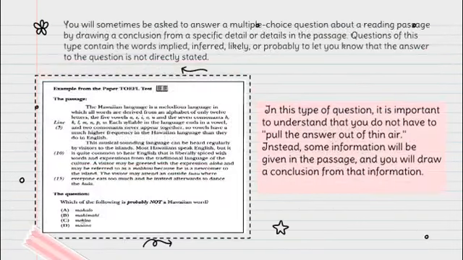You will sometimes be asked to answer a multiple-choice question about a reading passage by drawing a conclusion from a specific detail or details in the passage. Questions of this type contain the words implied, inferred, likely, or probably to let you know that the answer to the question is not directly stated. Example, read the passage. In this type of question, it is important to understand that you do not have to pull the answer out of thin air. Instead, some information will be given in the passage, and you will draw a conclusion from that information.